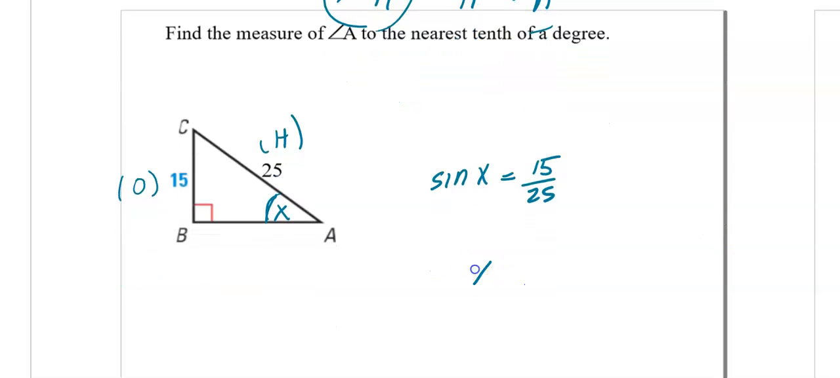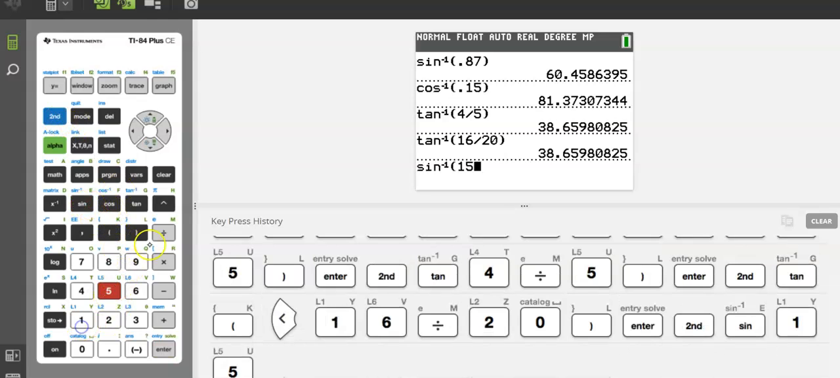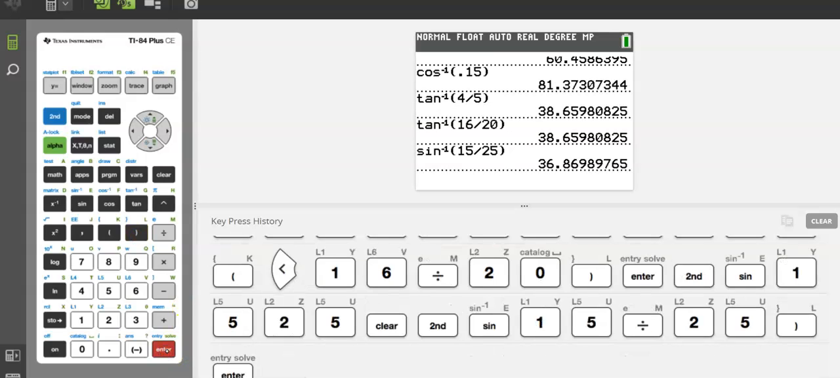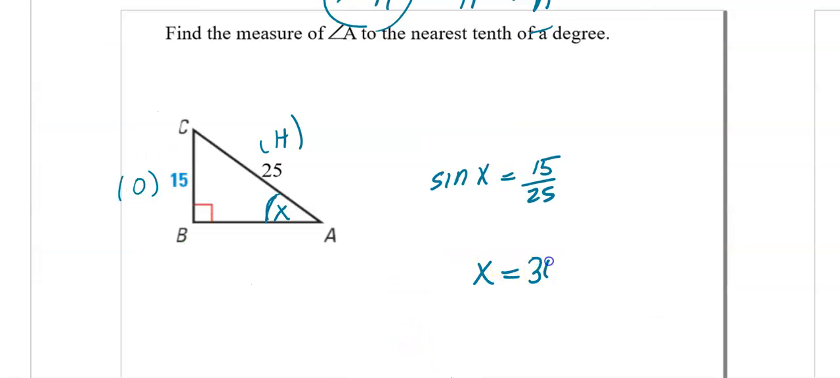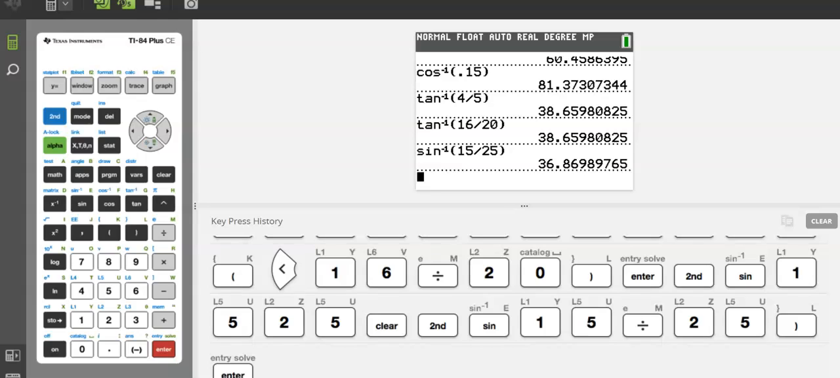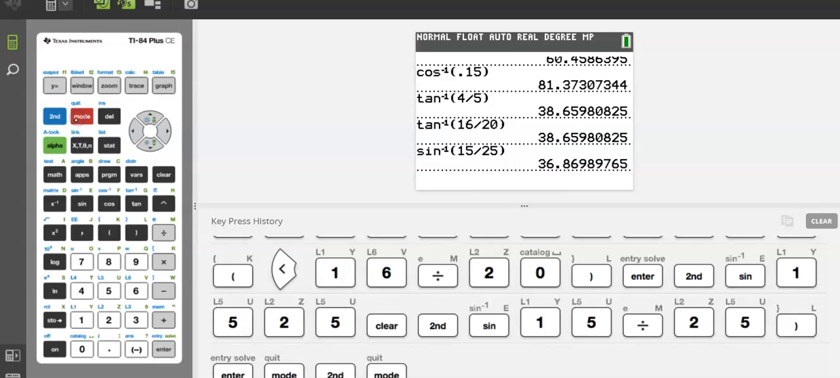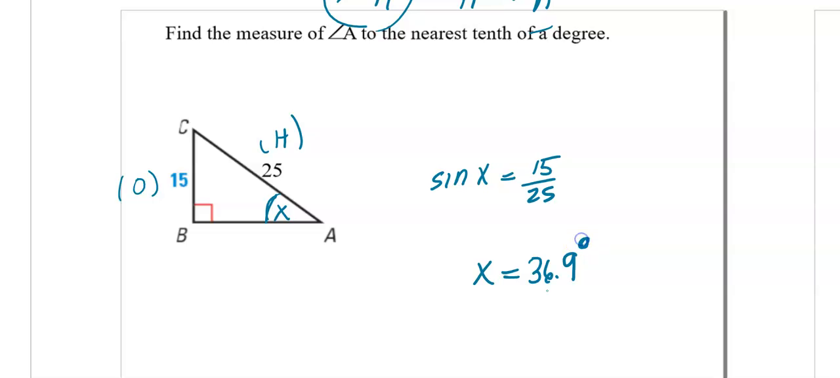You don't have to simplify. You can literally just put second sine 15/25. Second sine 15 divided by 25, enter, 36.9. Again, if you are picking up a new calculator, the mode has to be in degrees, and that's either on Desmos or on your regular calculator or on the calculators on my table. So any of them have to be in degrees. If they're not, you're going to get a much different number.